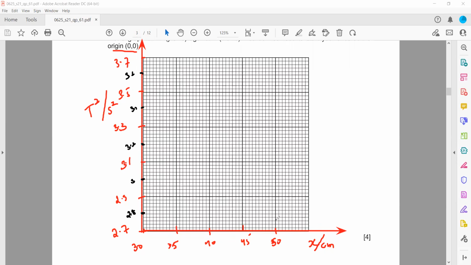So 50 is there and 2.78 is somewhat here. I'm not exactly trying to mark a point. I just want to have a sketch of a graph rather than an accurate one. But in the exam, you have to be sure which point you mark according to the values given.